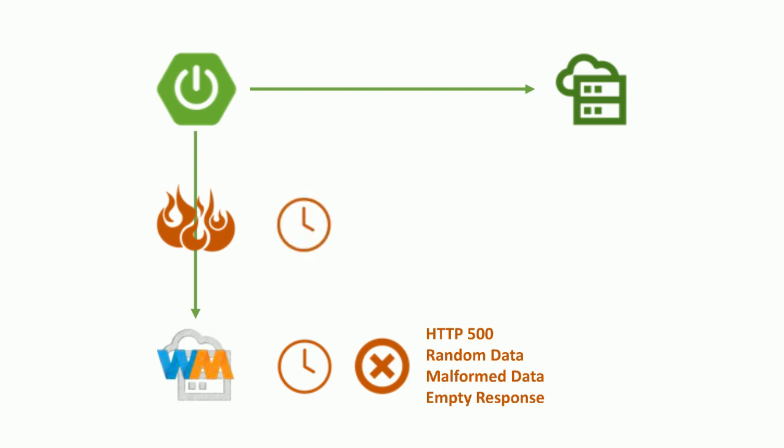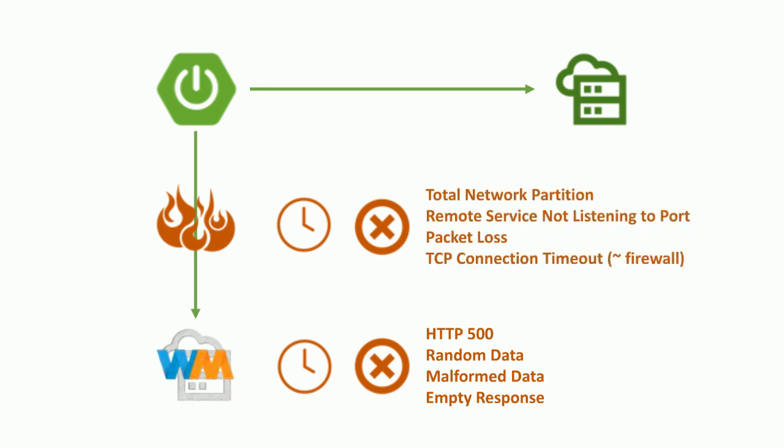So what we could do here is also add a delay on that level, and we could also do some other faults, complementary to the WireMock faults, like a total network partition, remote service not listening to a certain port that you need, packet loss, or a TCP connection timeout, so similar to a firewall. And we saw that once we wrote the WireMock tests, we were confident, but these saboteur tests still failed when we first introduced them. So that means that we didn't set the timeouts correctly.